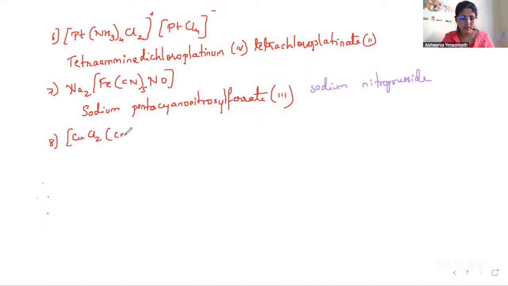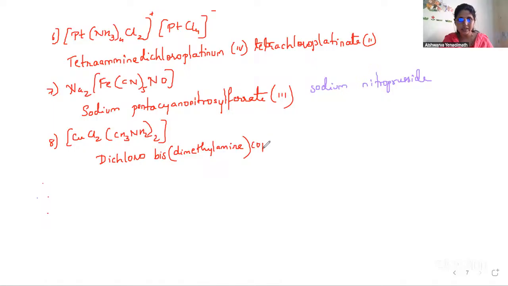[Cu Cl2 (CH3NH2)2]. So how do you write the name? Cl2, dichloro. This is a complex. For bidentate, tridentate ligands, we don't use the term bi, here we use the term bis. So bis, what is this? Bis dimethylamine. And this is copper with oxidation number 2.